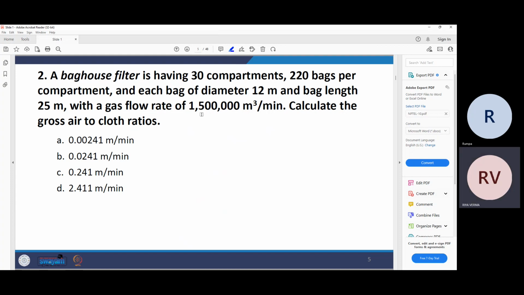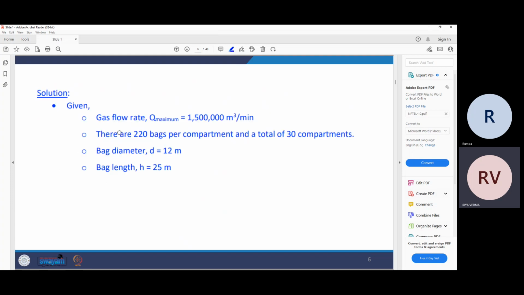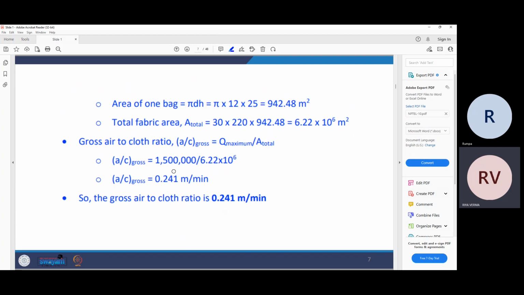Gas flow rate Q is given as 15 lakh meter cubes per minute. So what we need to calculate here is the gross air to cloth ratio. So let's see how to solve that. What is given here is Q maximum is 15 lakh meter cube per minute. We have 220 bags per compartment and the total number of compartments are 30. Dia of bag is 12 meters and length of bag is 25 meters.